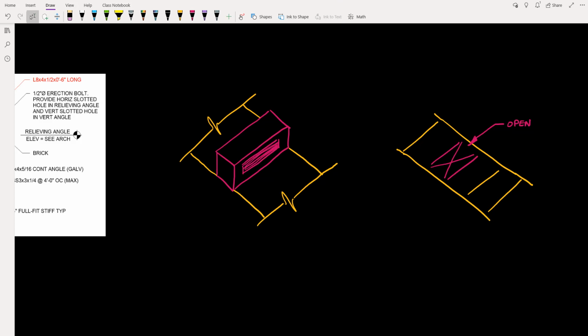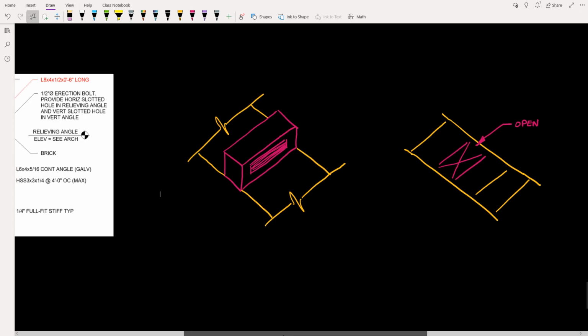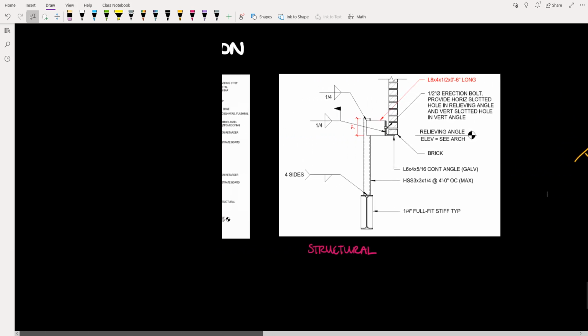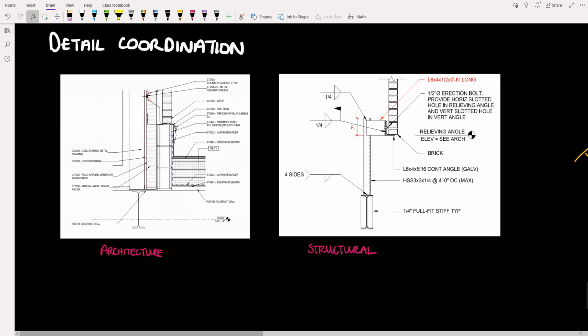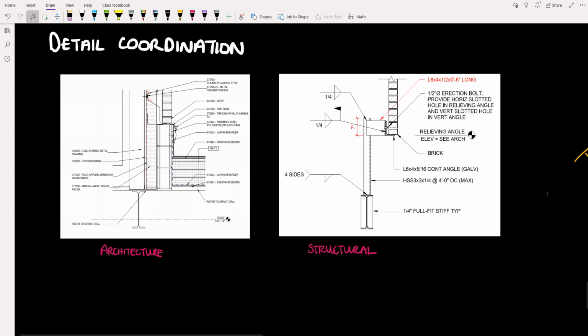Now the tricky part with this scenario is, of course, how do you support the brick that's around this chimney? So as you can see from the detail, this was, of course, a steel building. And let's start with the architectural priorities for this detail. First and foremost, the architects were concerned with weatherproofing this chimney.